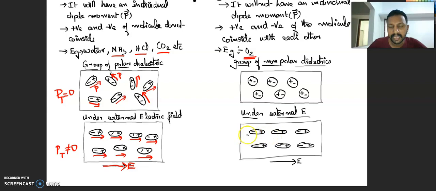They will align as a dipole, that is, the non-polar dielectric.